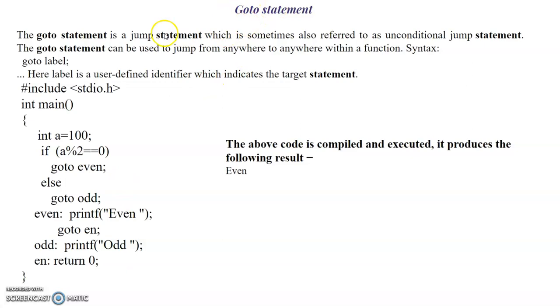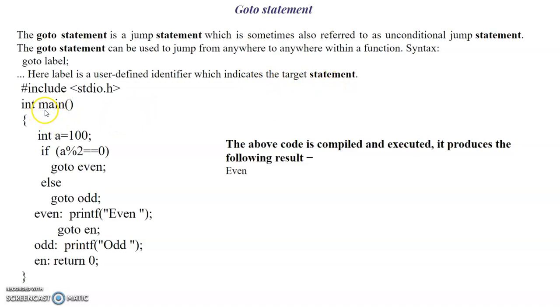Next is the goto statement. The goto statement is a jump statement, which is sometimes referred to as an unconditional jump statement. It is called unconditional because it will not check any condition before it transfers the control to some other location. This goto statement can be used to jump from anywhere to anywhere within a function, within your main or any other user-defined function, but it should be within its local scope. The syntax is goto label, where the label is a user-defined identifier which indicates the target statement.